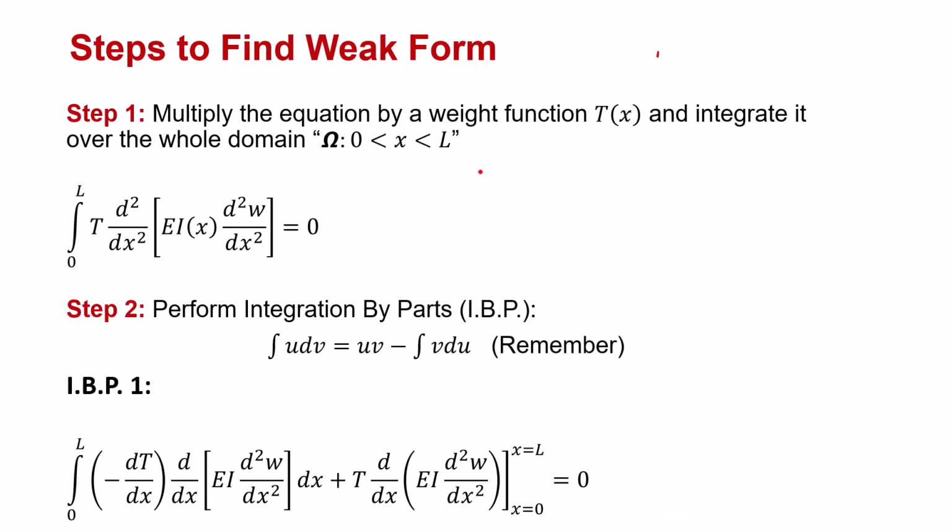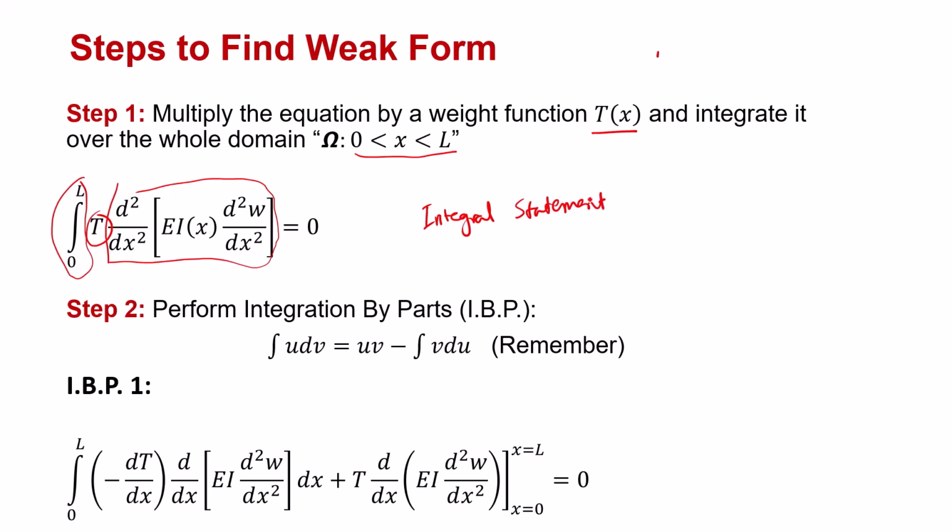Now we move to the systematic derivation of the weak form. Step 1 is multiplying the differential equation by a weight function. So our differential equation is this one, and we multiply it by t(x) as a weight function, and then we integrate over the whole domain, which is from 0 to L. By applying the weight function and integrating, we have an integral statement instead of a differential equation.